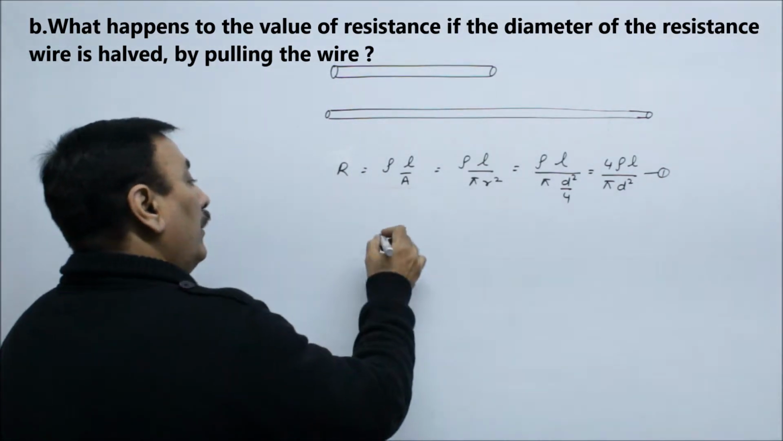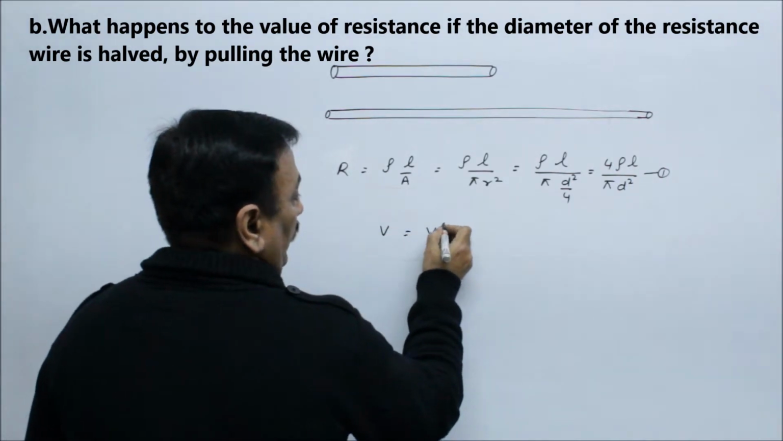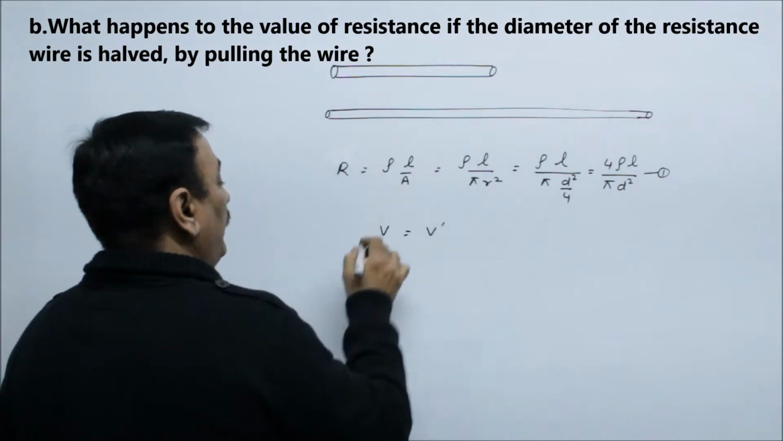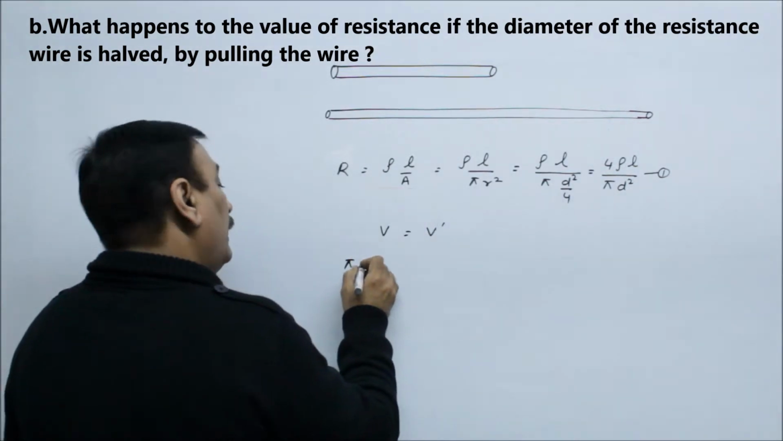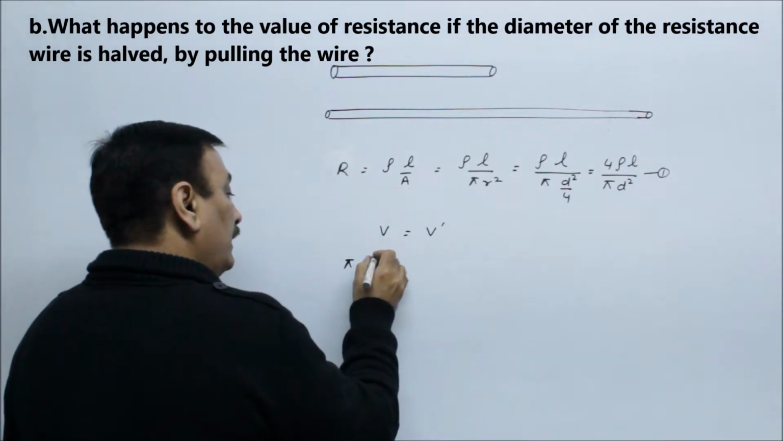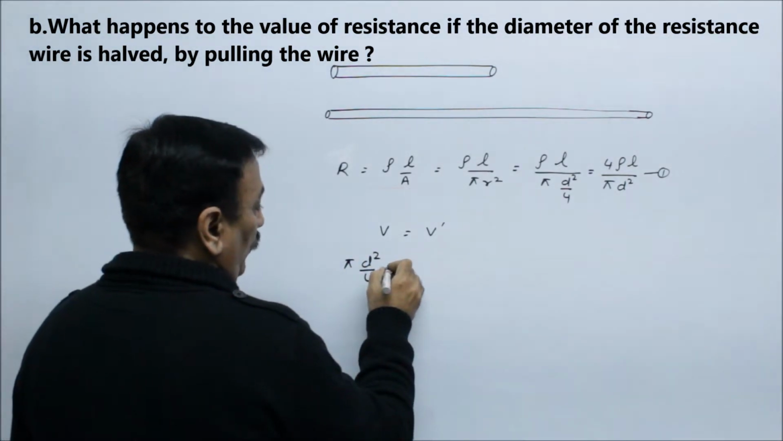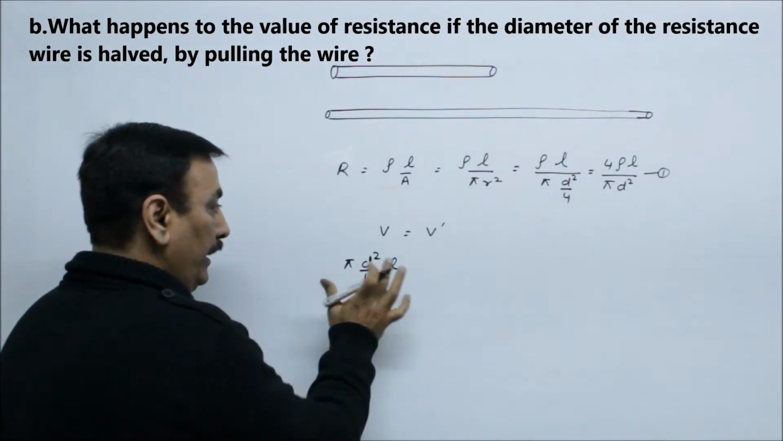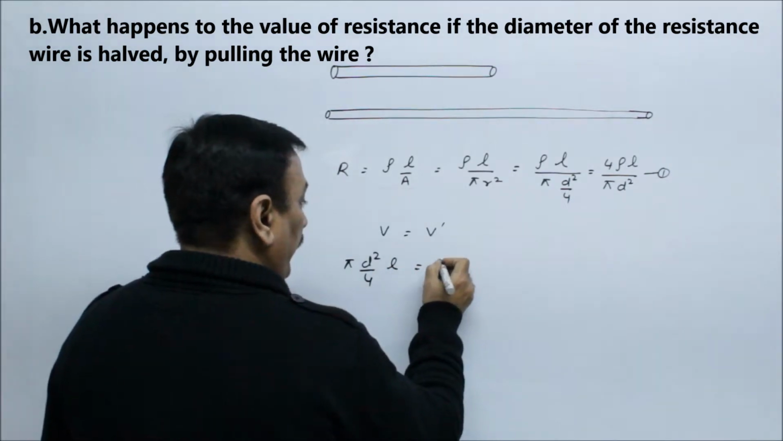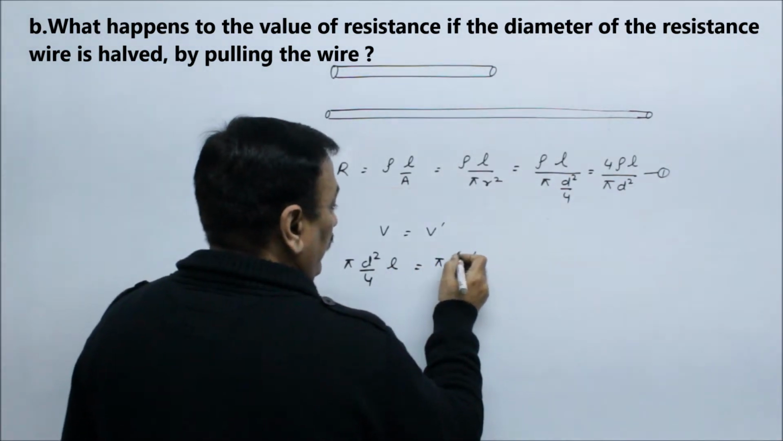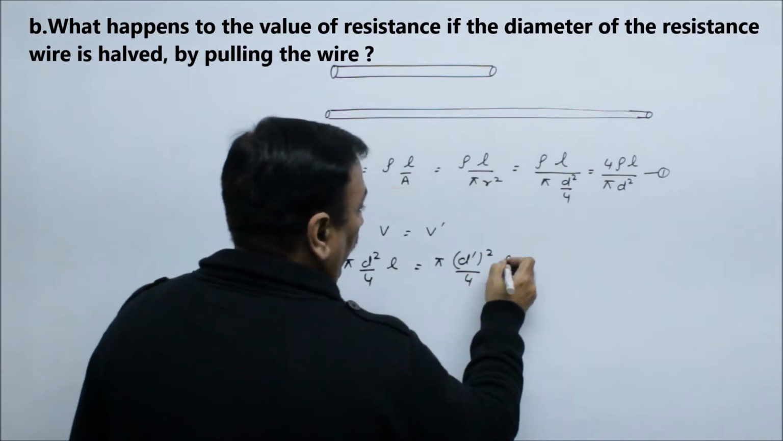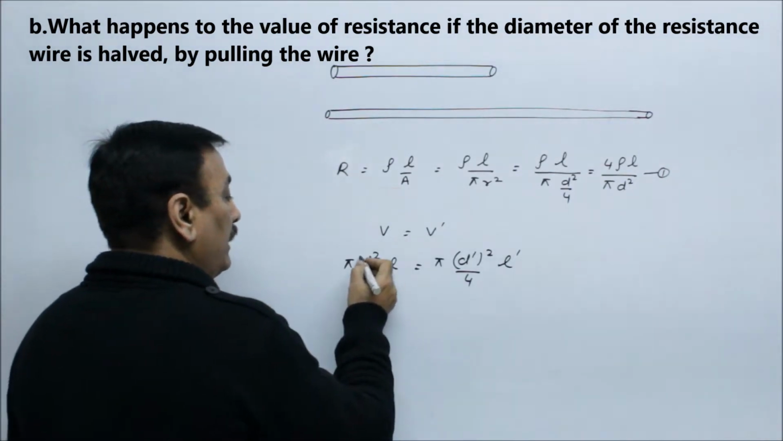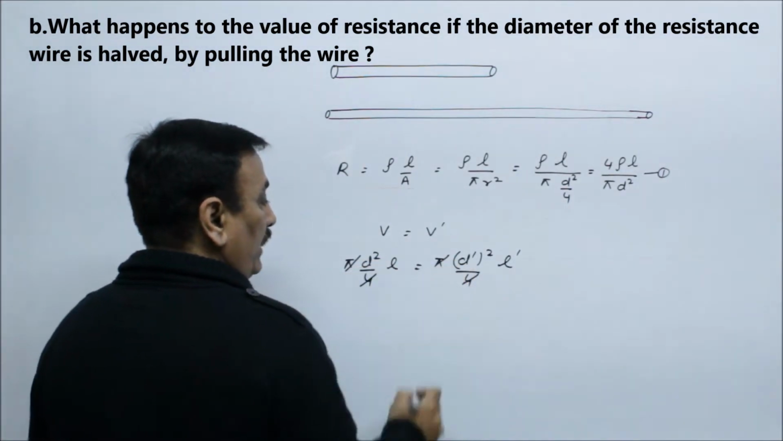Now, volume in the beginning and volume afterwards is going to remain the same. Volume for the cylinder, you people know, is pi r square into length. r square can be written as d square upon 4, into length. And in the new situation we can write pi d dash square upon 4 into L dash. Is that okay? So this 4 will cancel and pi will cancel on both sides.